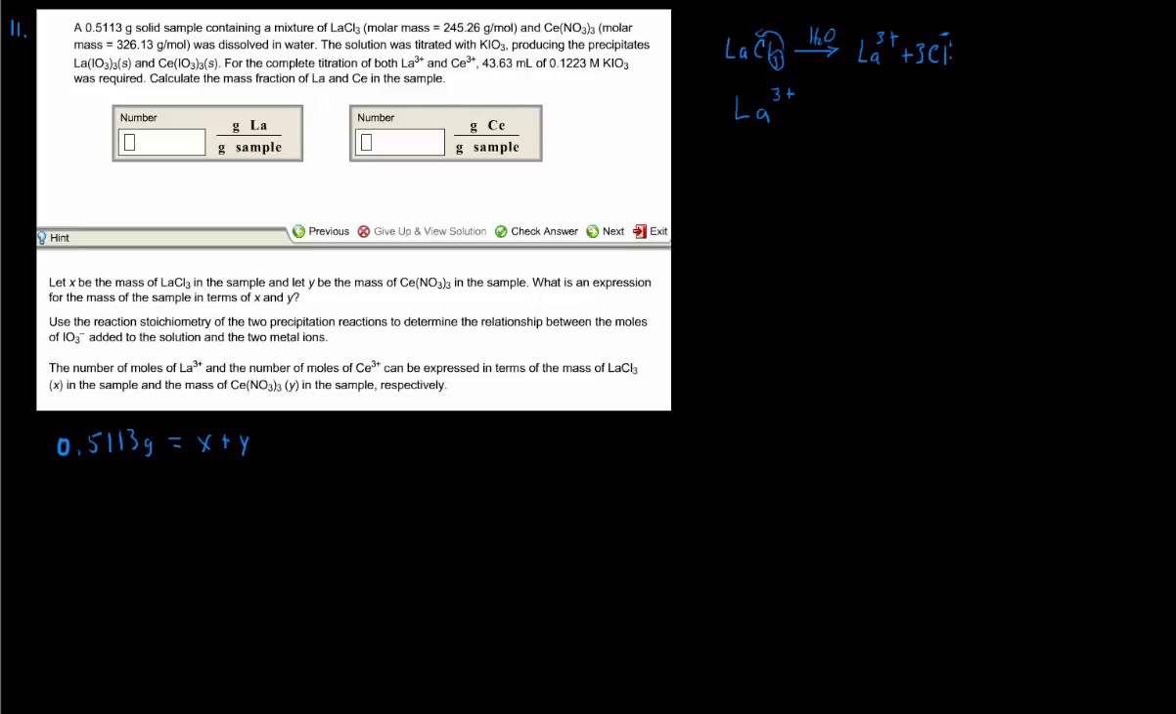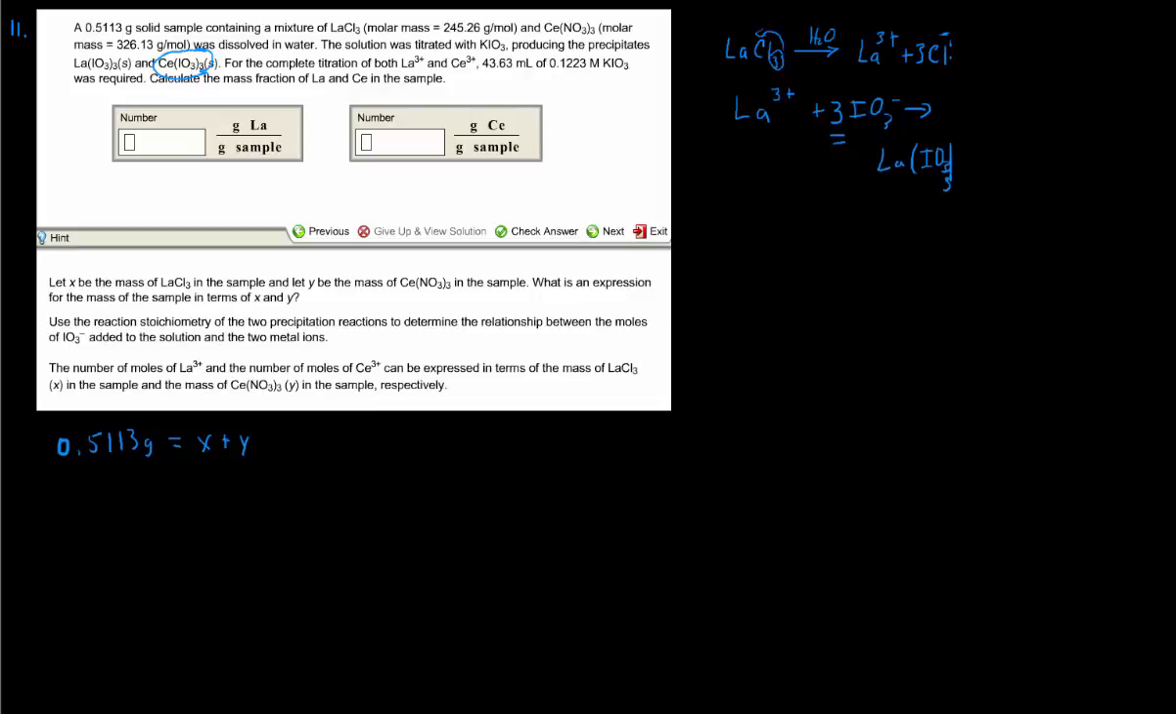So lanthanum 3+ is going to react with iodate, IO3-, to yield, and I'll have to write that down here, our precipitate, lanthanum iodate, La(IO3)3. There's supposed to be a 3 there. Okay, so to balance this reaction, I need to put a 3 here in front of the iodate. So it's going to take 3 moles of iodate to react with every 1 mole of lanthanum. And the same thing happens with cerium iodate, and you can sort of see that here from the formula, that it's going to require 3 moles of iodate for every 1 mole of cerium.